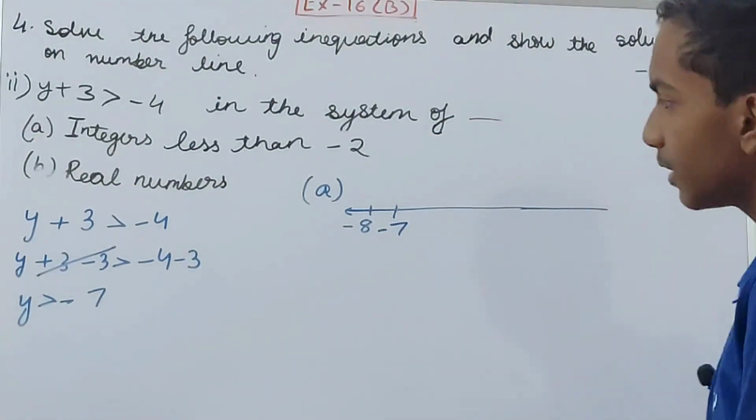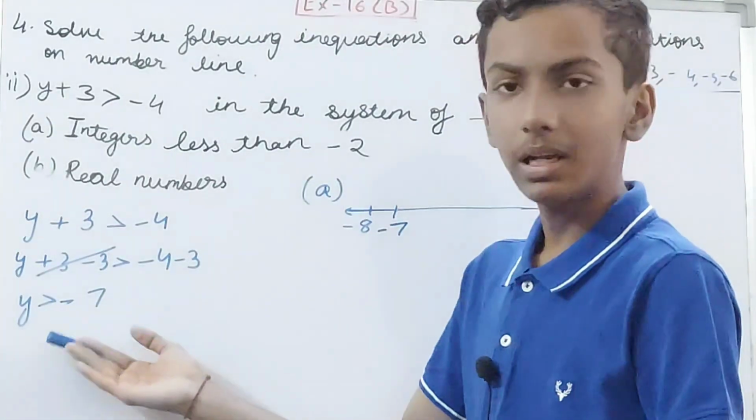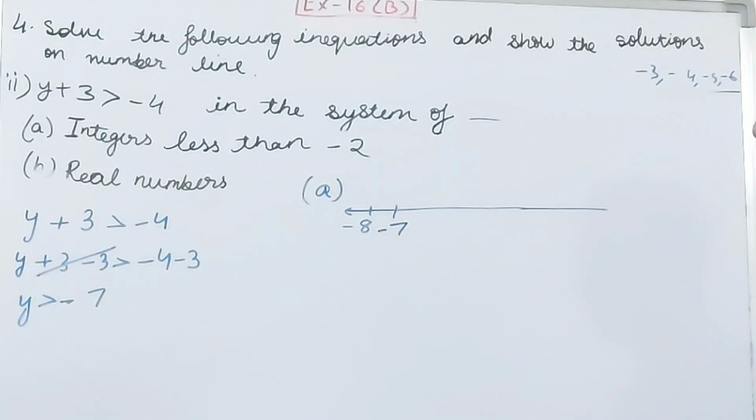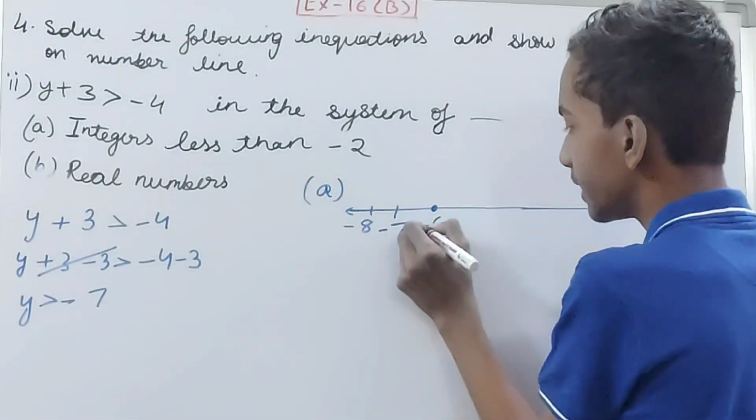These are less than minus 2. Beyond minus 6 we cannot go. Why? Because the value of x is greater than minus 7. So we will stay till minus 6 only. And the first dot I will make at minus 6.